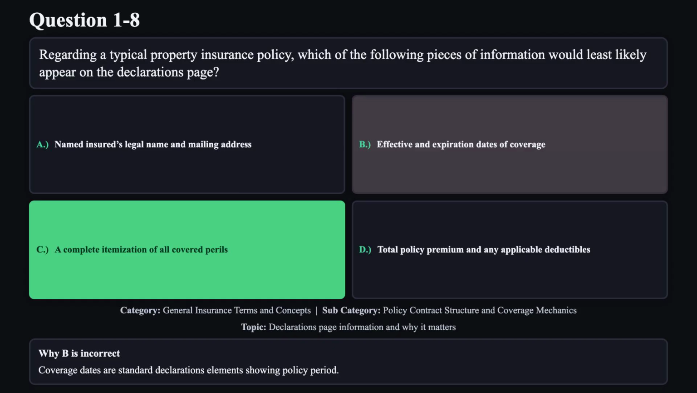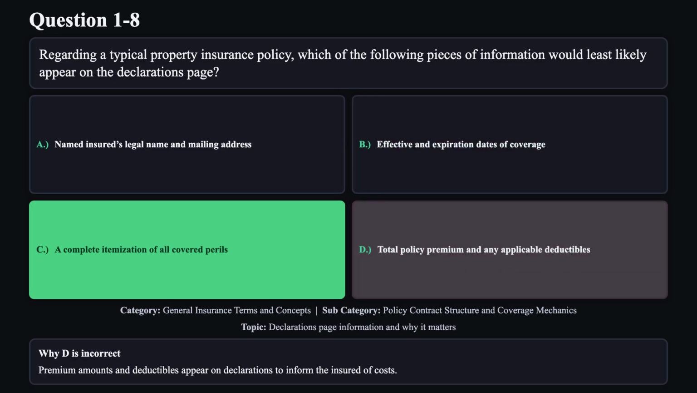Reason B is not correct. Coverage dates are standard declarations elements showing policy period. Reason D is not correct. Premium amounts and deductibles appear on declarations to inform the insured of costs.